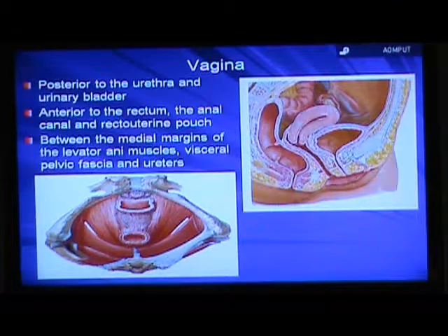The vagina is located posteriorly to the female urethra and the urinary bladder. Anteriorly it is related to the rectum, the anal canal, and the recto-uterine pouch, between the medial margins of the levator ani muscles and the visceral pelvic fascia and the ureters.